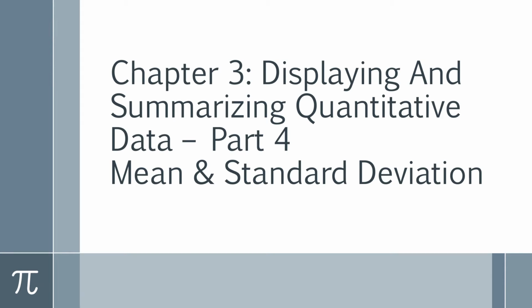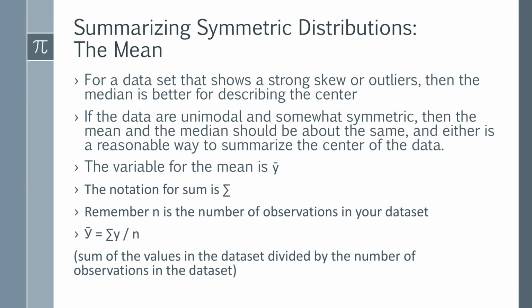This is Chapter 3, Displaying and Summarizing Quantitative Data Part 4, Mean and Standard Deviation. So we talked earlier about the median, and the median being a measure of center. Well, the mean is also a measure of center. Now, for a data set that shows strong skewness or outliers, the median is going to be the better measurement for describing the center.